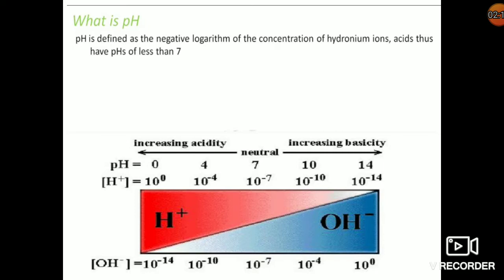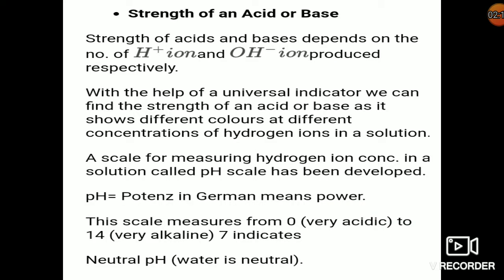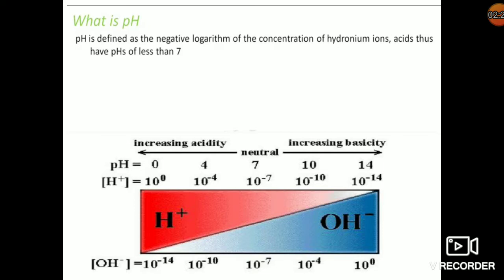Here we'll learn something more about pH. pH is defined as the negative logarithm of the concentration of hydronium ions. Acids thus have a pH of less than 7. Why less? Because it is a negative logarithm. Okay, pH is the negative log, where log is the mathematical operation on the hydrogen ion concentration produced in the solution.